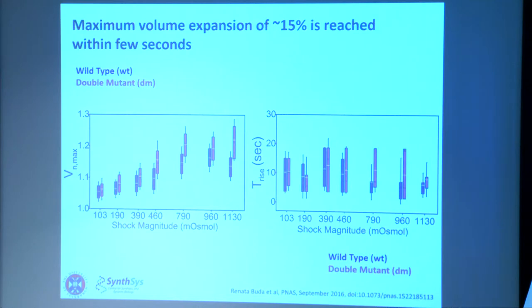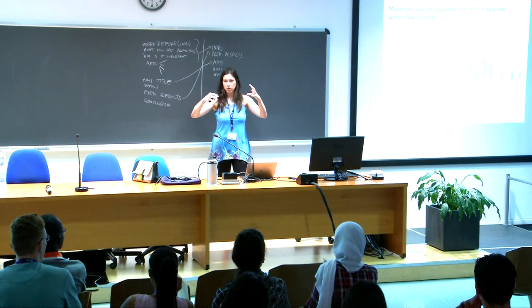Okay, so just to put some numbers in, because this tells us something about that semipermeable membrane. So here now is the normalized maximum volume, and this is the shock magnitude. We're going from lower to higher. The wild type is blue, and the double mutant, the one without the two main channels, is red. So you can see that this expansion does go higher with the magnitude. The more you shock them, obviously they go higher, but it saturates. So at some point, you can't expand the cell wall anymore.